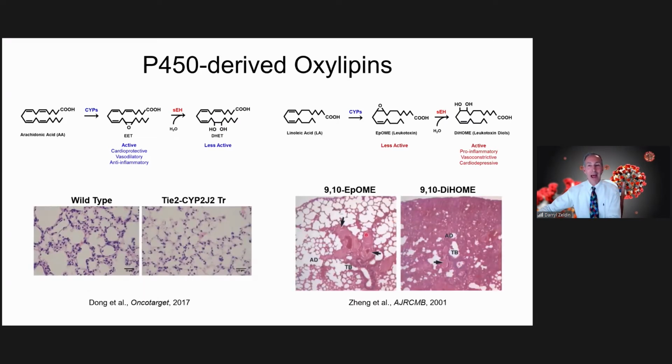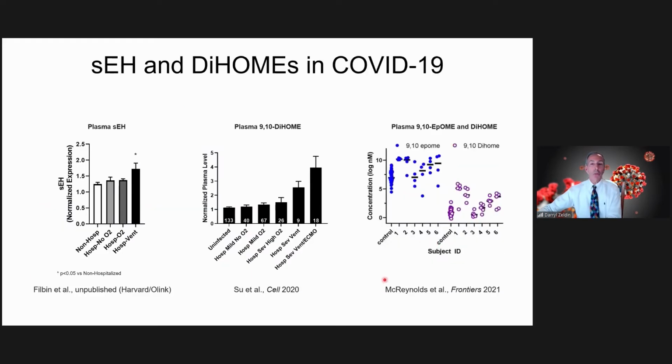Likewise, EETs and DiHOMEs have been shown to regulate lung immune function in vivo. So endothelial expression of CYP2J2, which is an enzyme that produces EETs, protects mice against LPS-induced lung immune cell infiltration. In contrast, intravenous injection of 9,10-DiHOME causes rapid and severe pulmonary edema and immune cell infiltration in the lung. So anti-inflammatory versus pro-inflammatory. There's little published evidence for the involvement of soluble epoxide hydrolase, EETs, or DiHOMEs in COVID-19 per se.